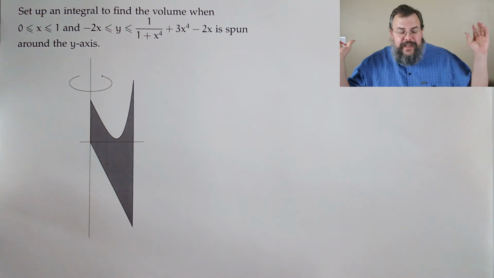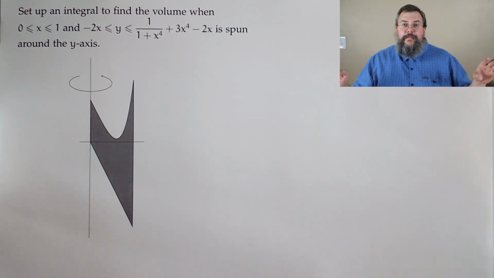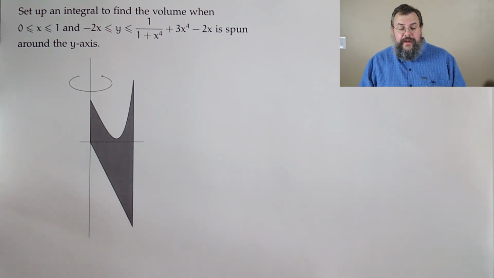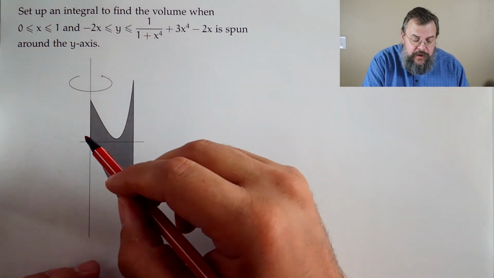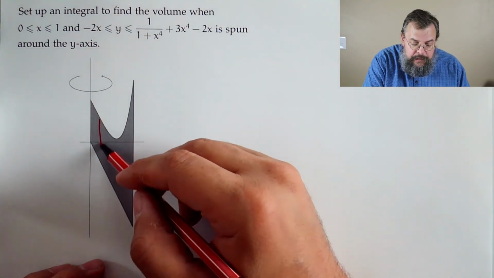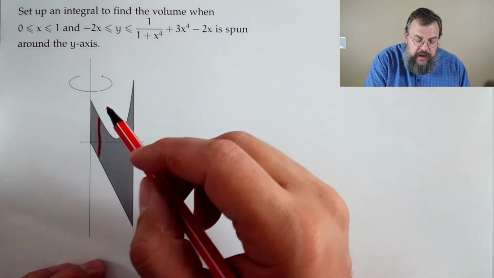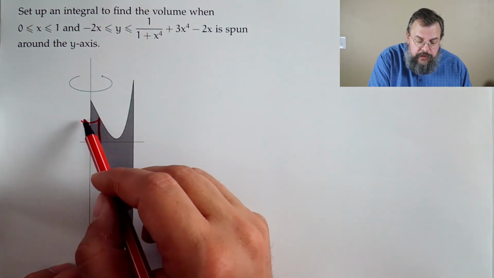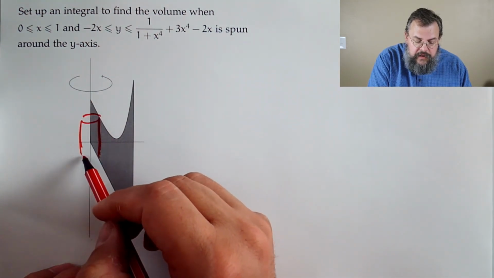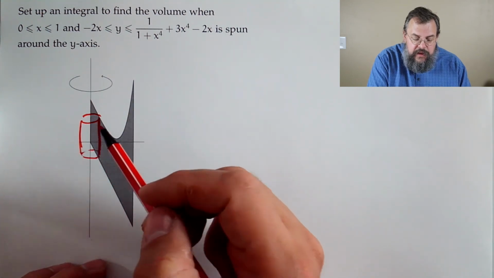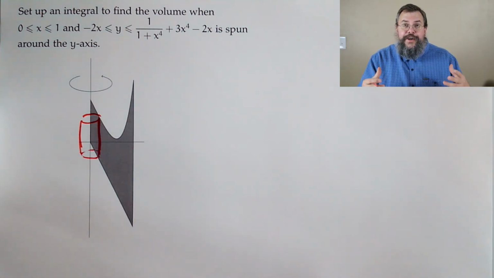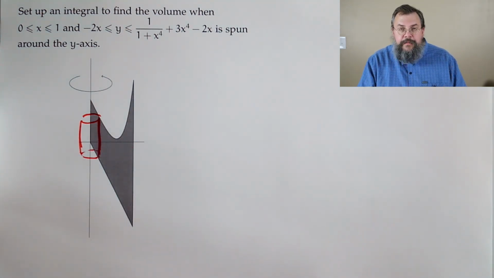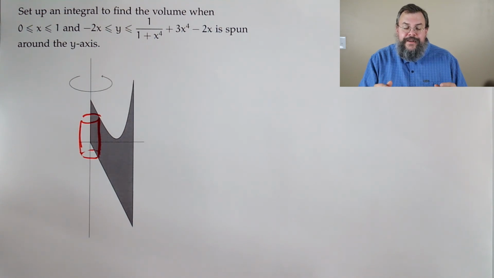Forget it. Hopeless. So we're having to do vertical slicing. Well, that means we're going to go up and down. And so when we spin, we're going to form our little tiny cylinders or our little tiny shells. Okay, so definitely we're in our shell method mindset. No problem. We're okay with that.